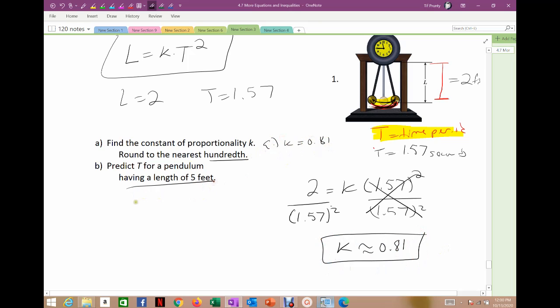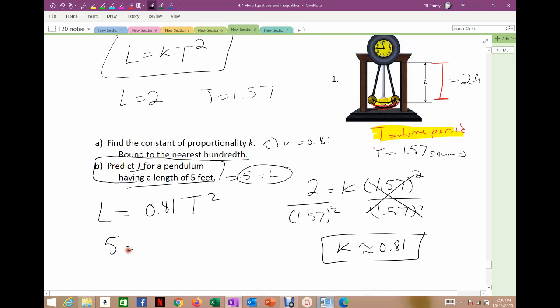And then they ask you to use it. All right, so I know what k is. So my equation is my pendulum length is 0.81 times the time it takes the pendulum to swing, squared. All right, so suppose I have a new pendulum. Suppose they make the clock bigger. So they lengthen it to 5 feet. So that's the L part, the length of the pendulum. We want to know how long it will take for that pendulum to swing back and forth, to complete one period. We want to find time.